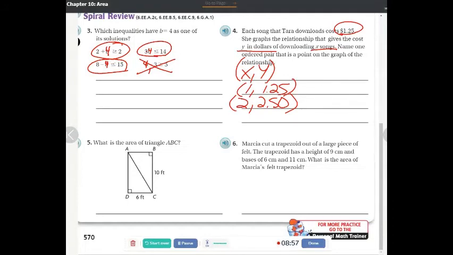Number 5 says, what is the area of triangle ABC? You'll notice they give you a rectangle. So if you follow your parallelogram formula, area equals base times height, you've got 6 times 10 is 60. That's for the entire parallelogram. We just want a triangle, which, as we remember, is half of a parallelogram. So that would be half of 60, which gives us 30 square feet.